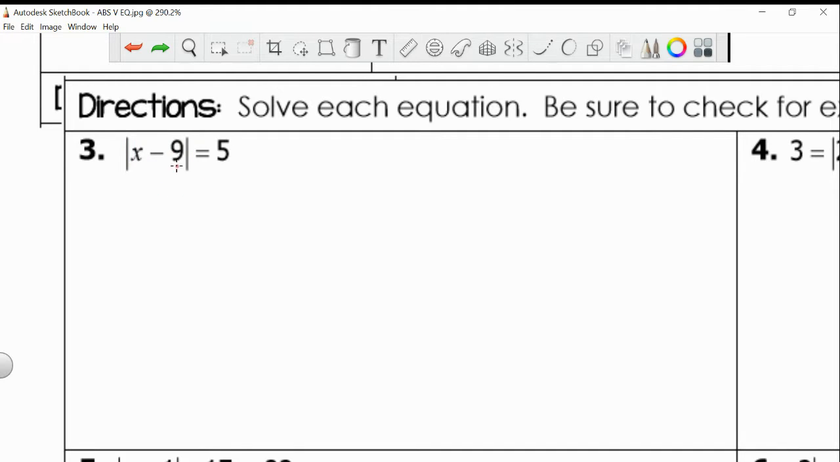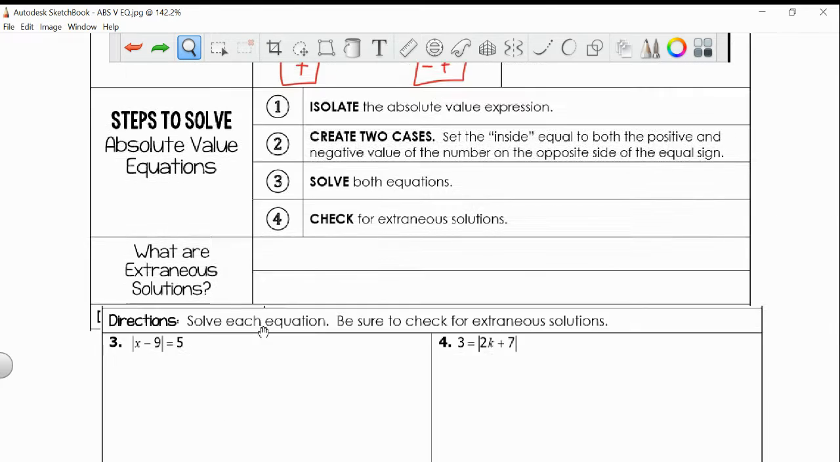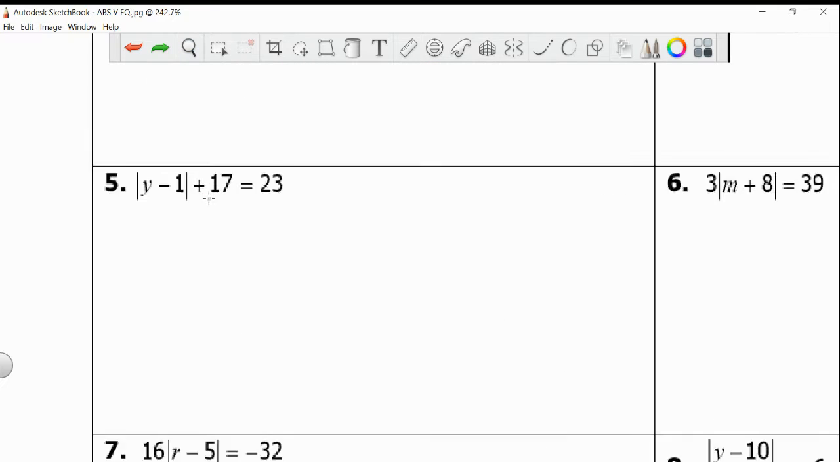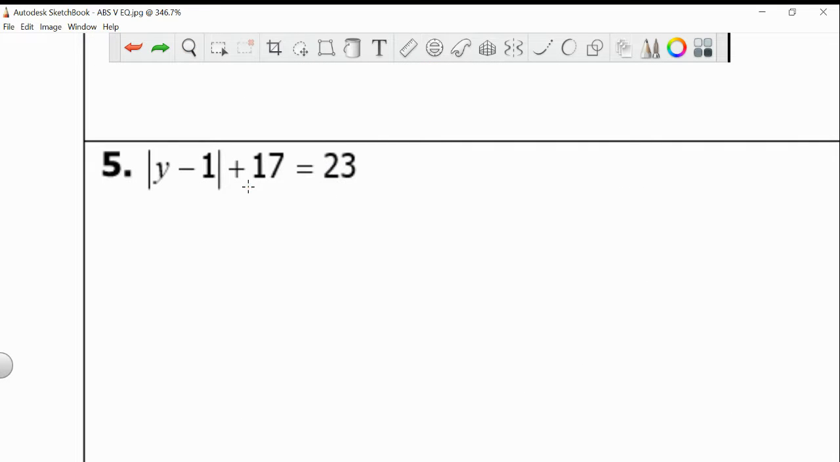It's already by itself, okay? And so if you look at number 1, isolate the absolute value, literally that just means get it by itself, okay? If we peek ahead to number 5, we can see that this 17 is on the same side as the absolute value, okay, and so for number 5, time to move 17 before we do anything else.